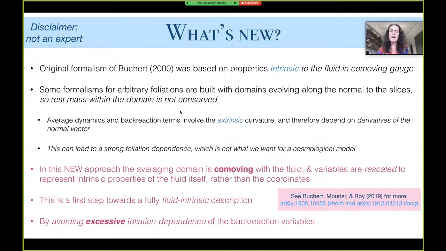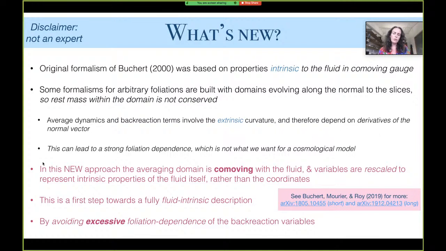In addition, some of the average dynamics and the back reaction terms in these formalisms involve things like the extrinsic curvature. So these are things that are a property of the spatial slices themselves. And therefore, these quantities depend on things like the normal vector and, even worse, derivatives of the normal vector, which can be quite large. And so this can introduce a strong dependence on the spatial foliation. And this is really not what we're looking for in a realistic cosmological model. We want something that is independent of something like the arbitrary foliation.